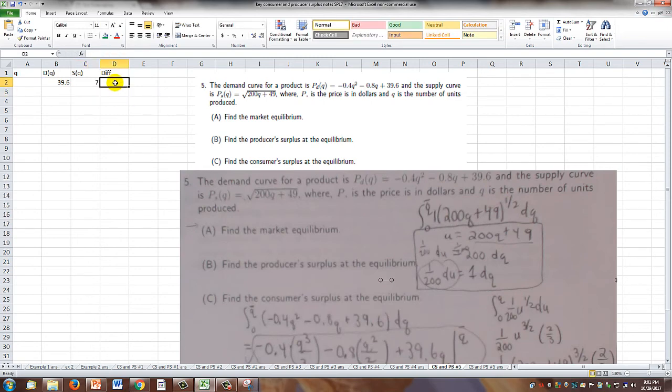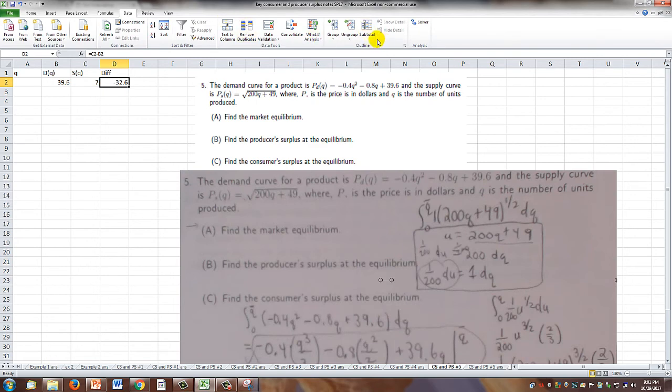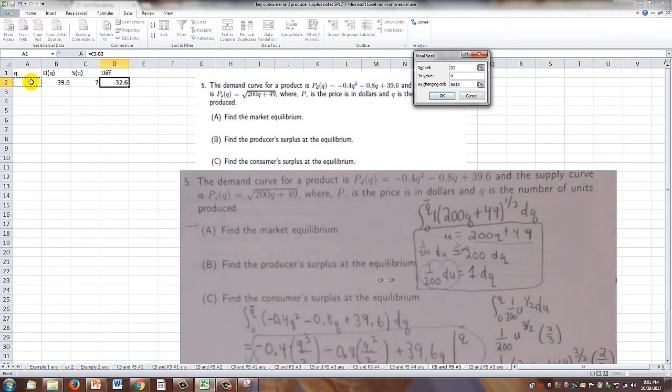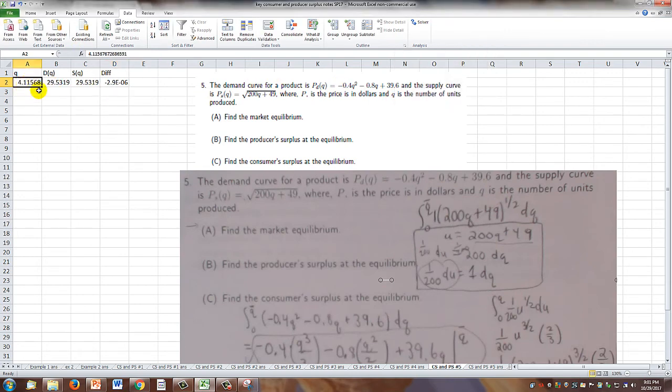Less keystrokes. The difference column would be supply curve minus demand curve. Goal seek this difference to 0 to find the market equilibrium. So now I have my quantity 4.12 and my price 29.53.